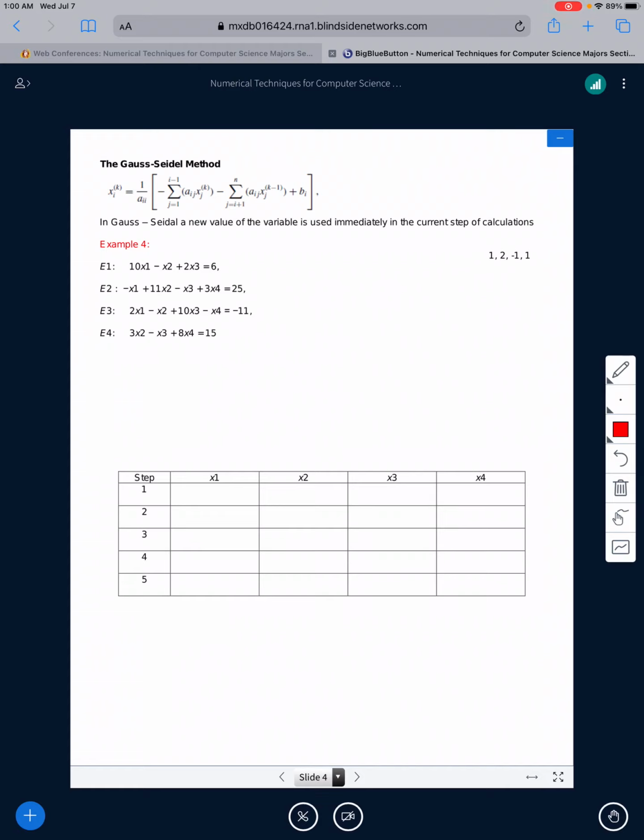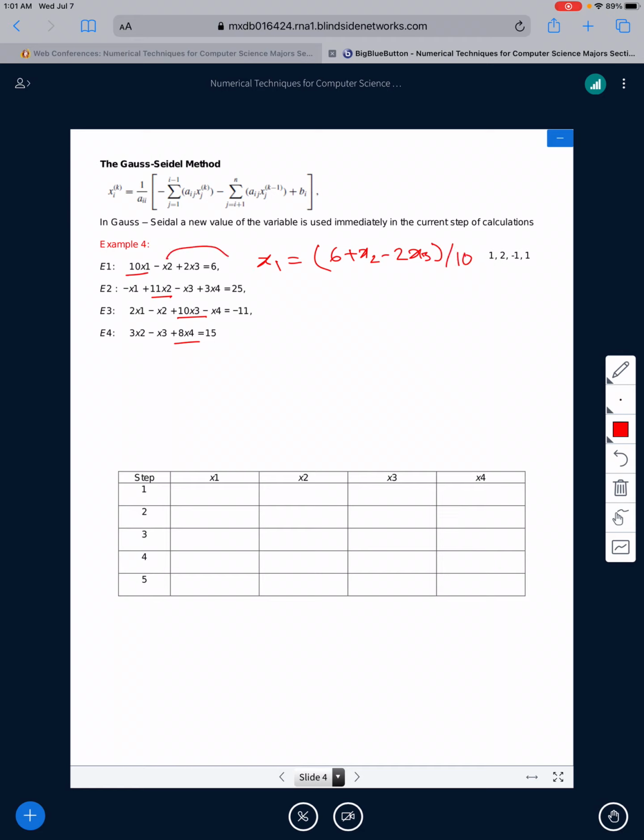Okay, so this time we are working on the Gauss-Seidel method, and they're very much similar but a little bit different. So the starting is the same. I am solving the first equation for x1, the second equation for x2, the third equation for x3, the fourth equation for x4. x1 is equal to 6 plus x2 minus 2x3, and then I'm dividing by 10. So again, how am I getting these?